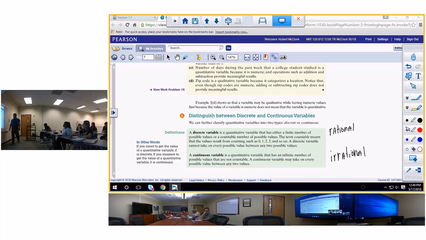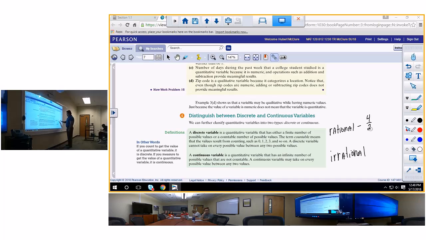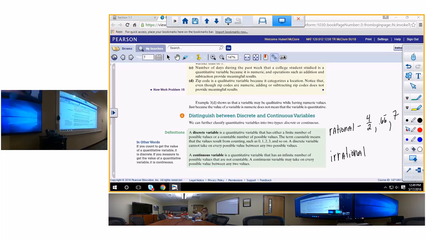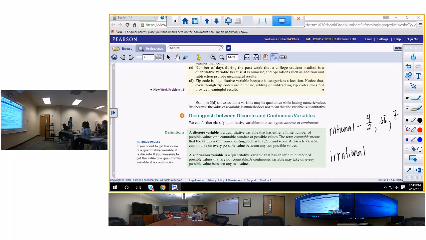A rational number could be like 4 over 2. It could be like 0.66 with a line over it. It could be 7. What do all of those things have in common? Well, you can't say they're all fractions, because they're not. You can't say they're all decimals, and you can't say they're all whole numbers. That's not true, so don't even say that. What do all of them have in common?